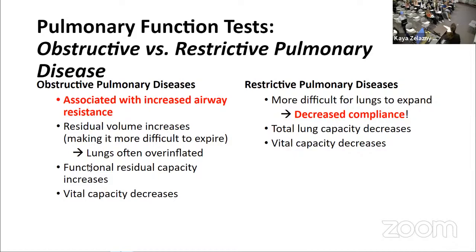Now, the restrictive pulmonary diseases don't have to do with the airways, they have to do with the lungs themselves. So in our restrictive pulmonary diseases, we're thinking about that concept of compliance. So remember, compliance had to do with the fact that we have a sort of trade-off between volume and pressure. We have a trade-off between compliance and elasticity in the lungs.